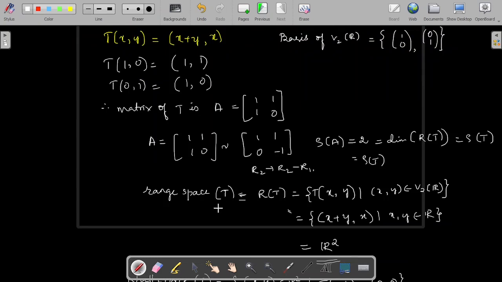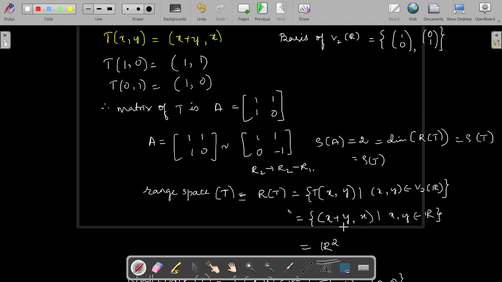Now I am to find out the range space. Range space of T is nothing but R(T). That gives you all those T of (x, y) images where the transformation takes the given vectors. If you collect all those vectors T of (x, y), you will get the range space. But T of (x, y) goes to (x plus y, x), such that (x, y) belongs to R squared.